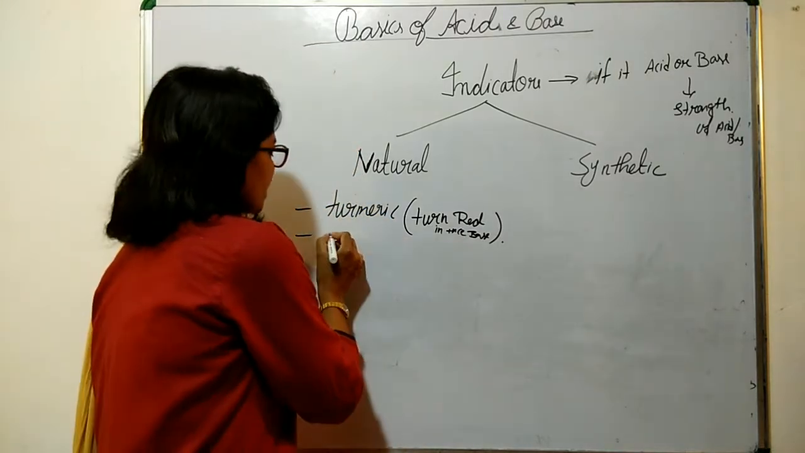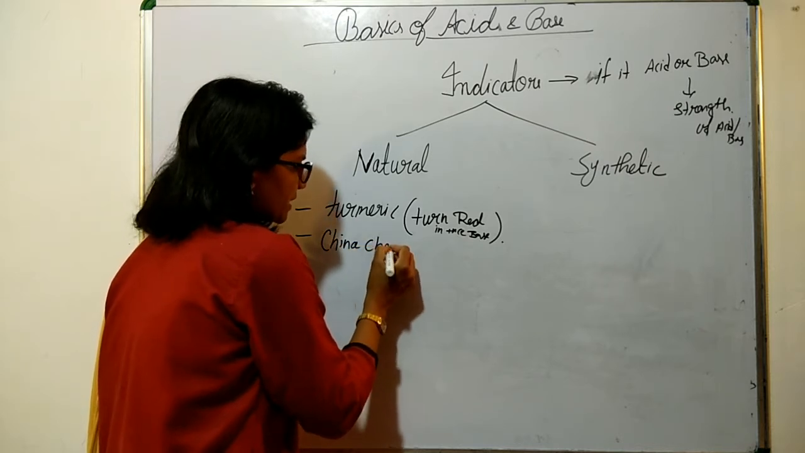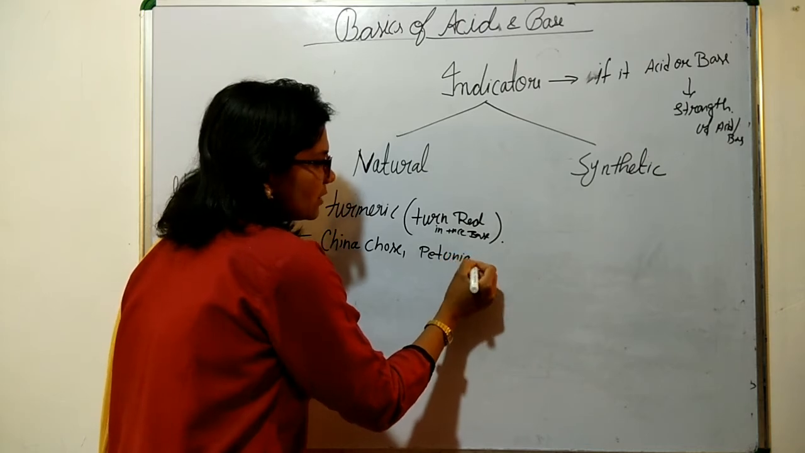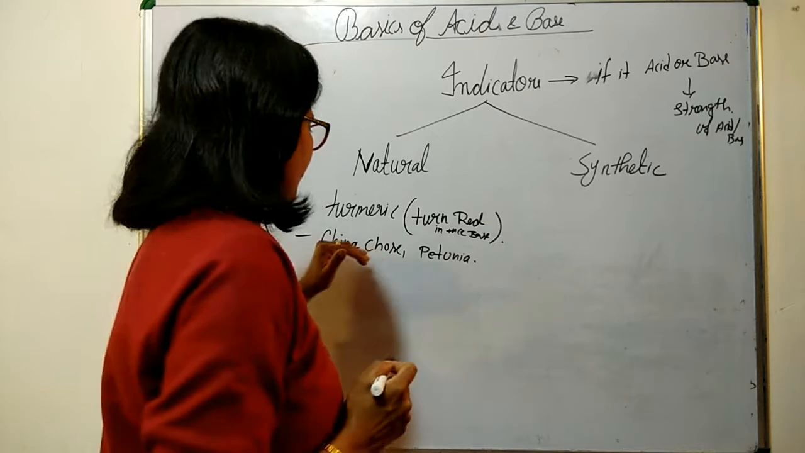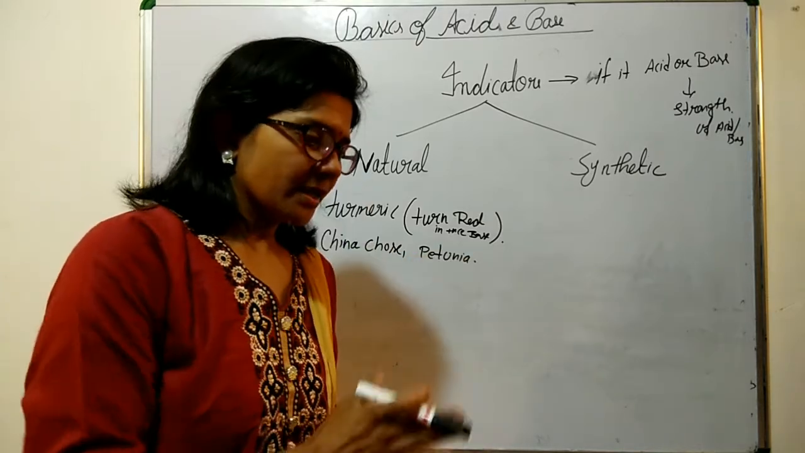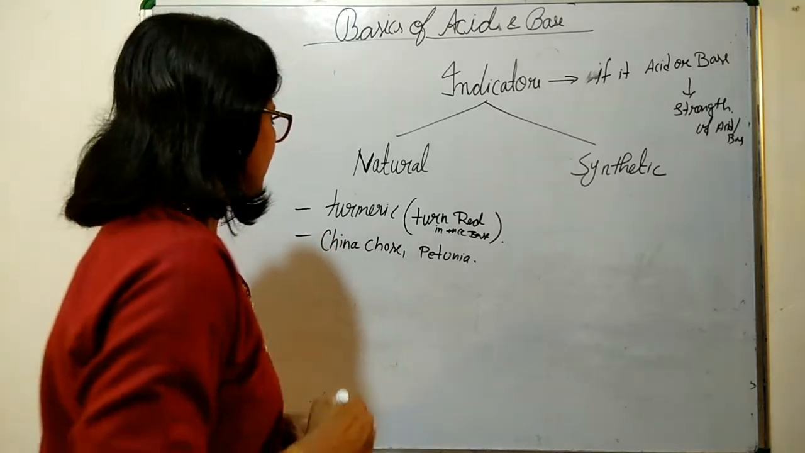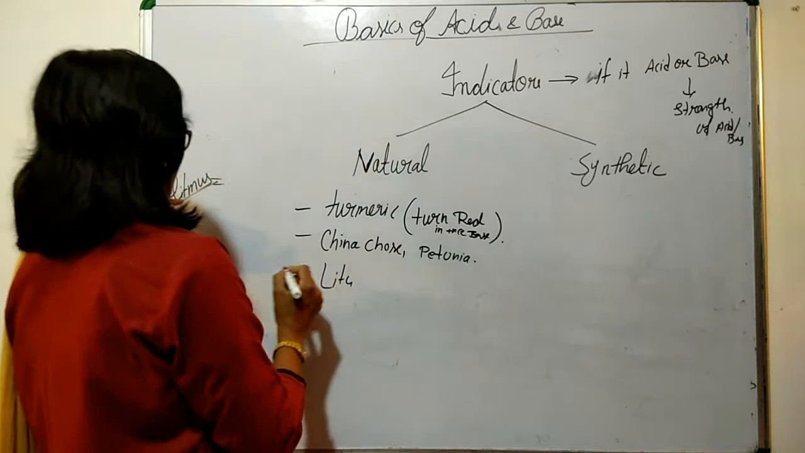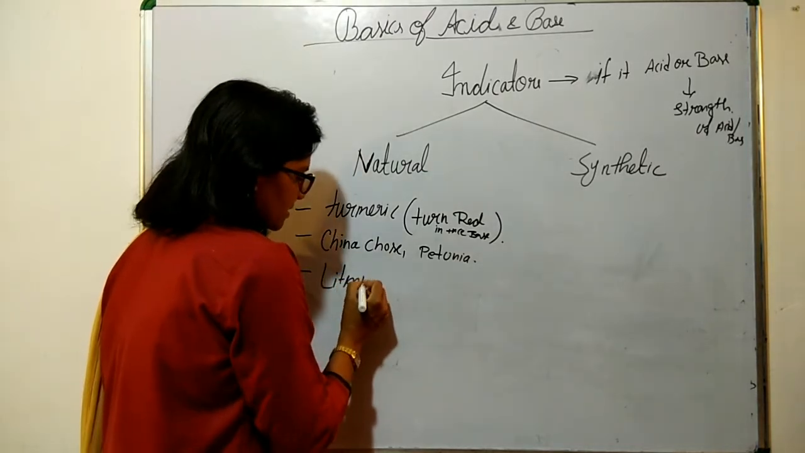Then the China rose petals, and petunia. These also help us find this. China rose is red in color, and it turns magenta or blue in base. And in the same way your litmus, a topic which I have said I will explore also.